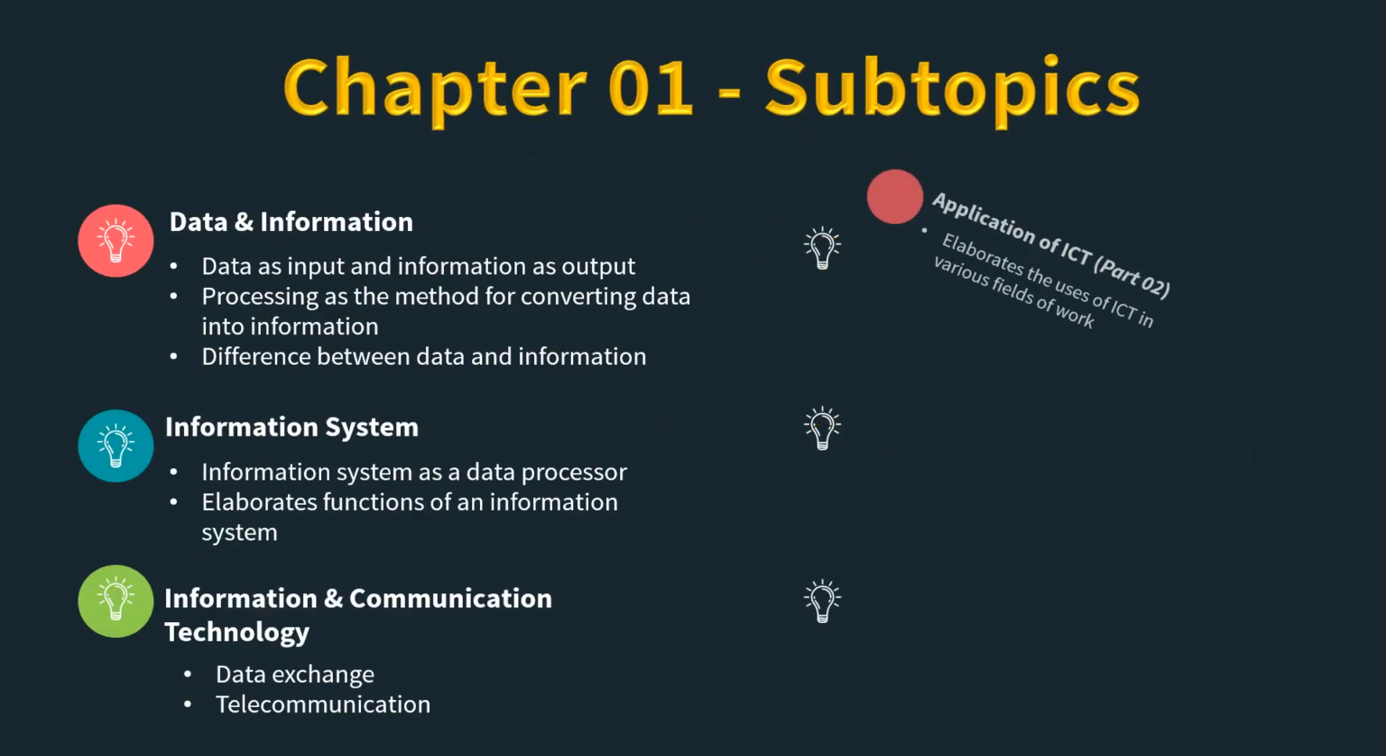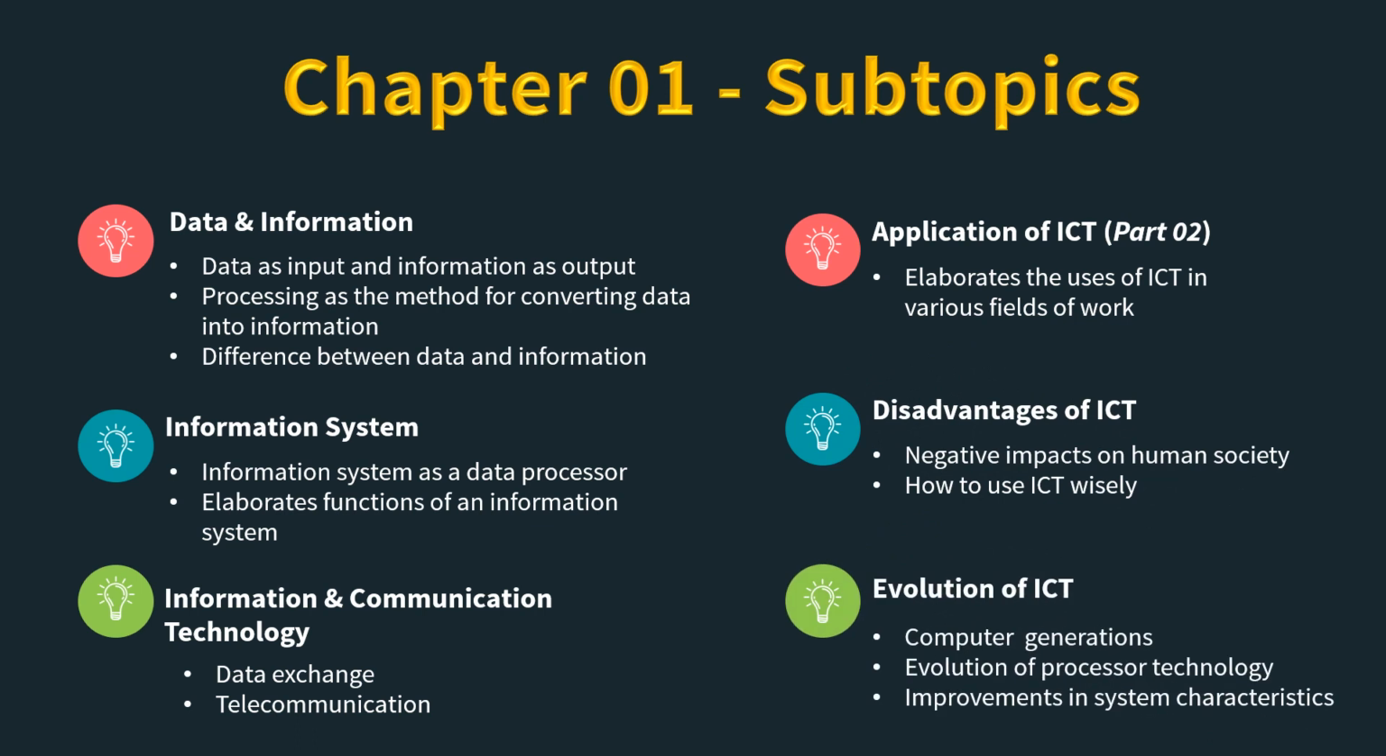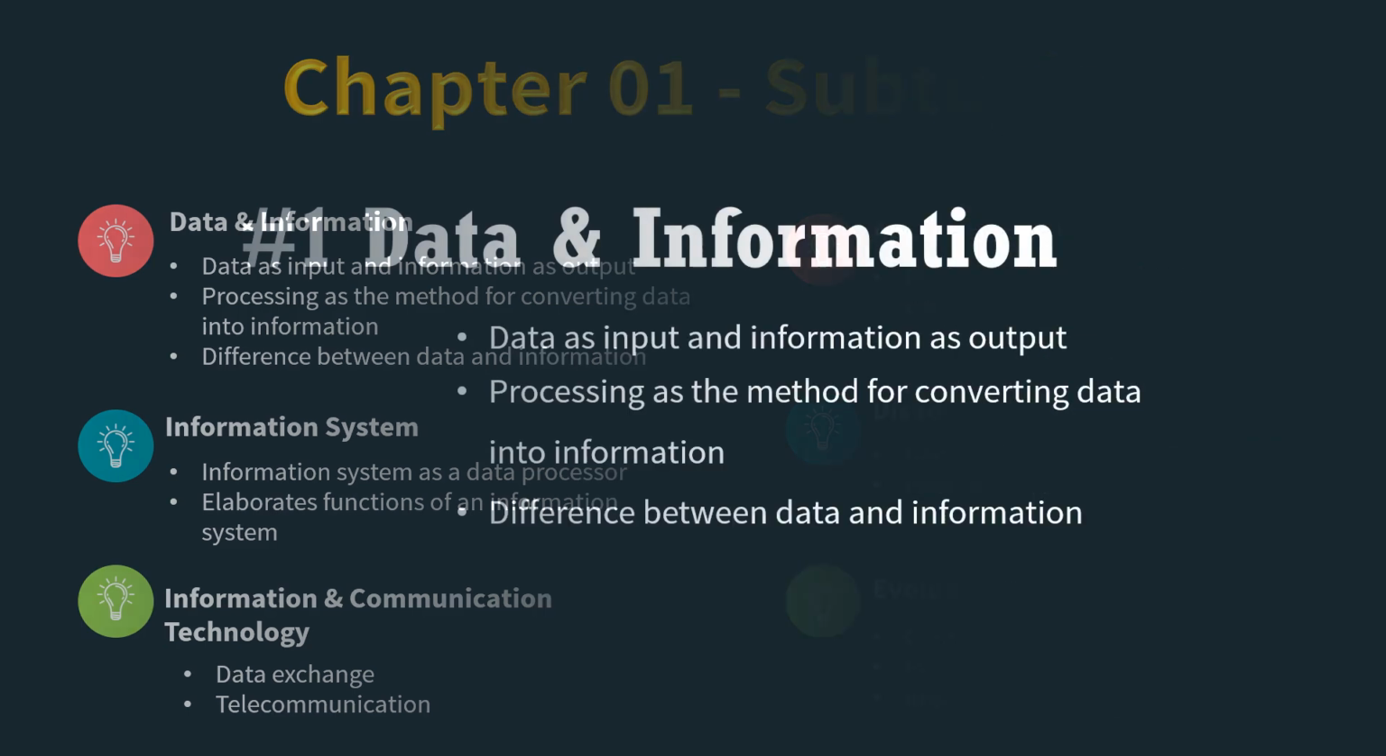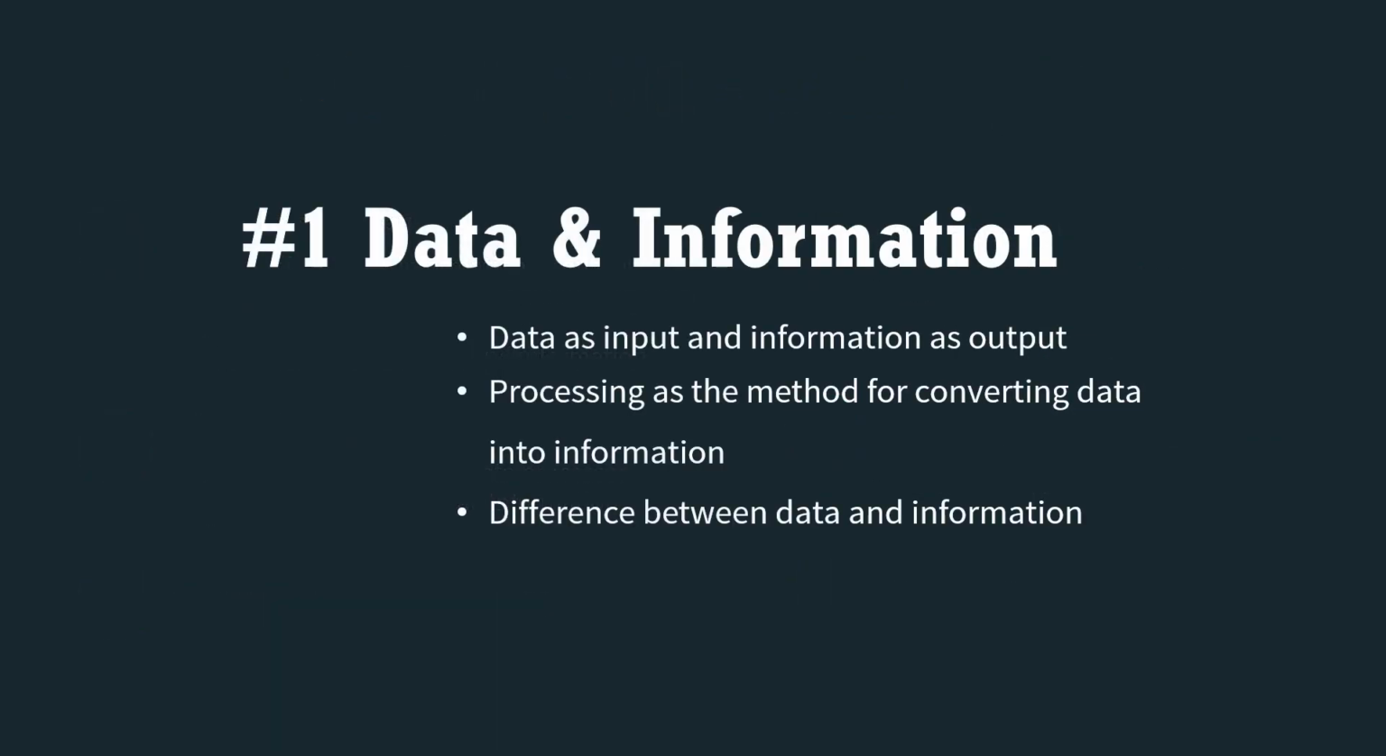Okay students, these are the subtopics we are going to cover under this chapter. Data and information, information system, information and communication technology, application of ICT, disadvantages of ICT, and evolution of ICT. Data and information. Very important two things that you have to understand in the ICT world.